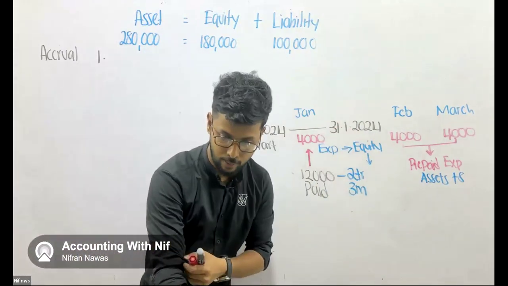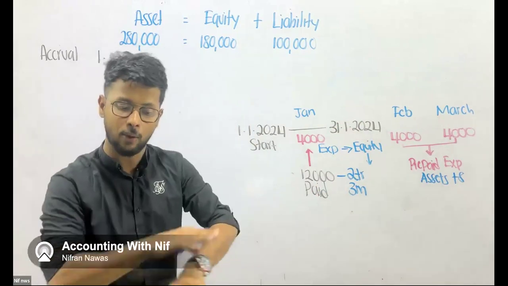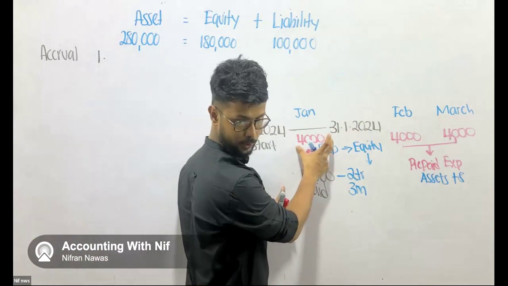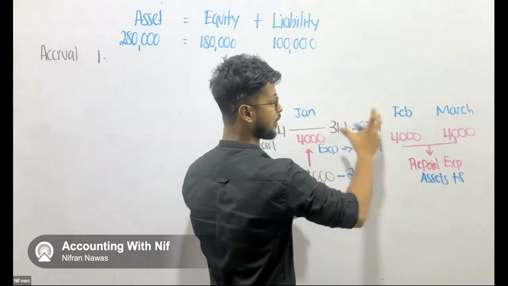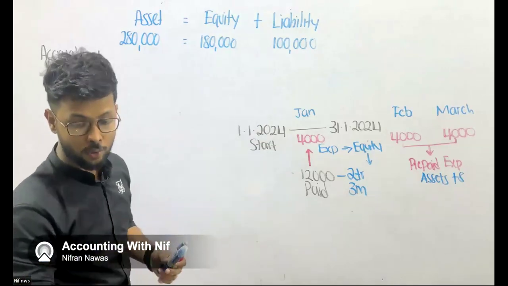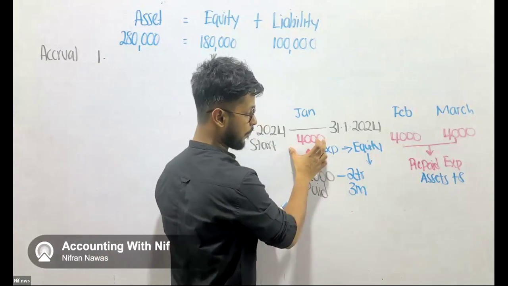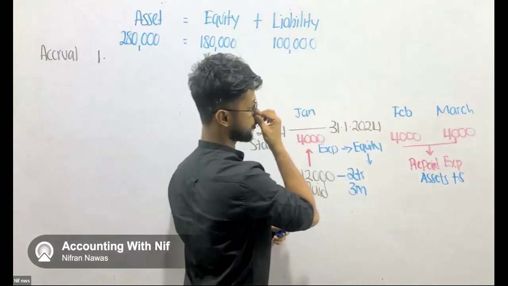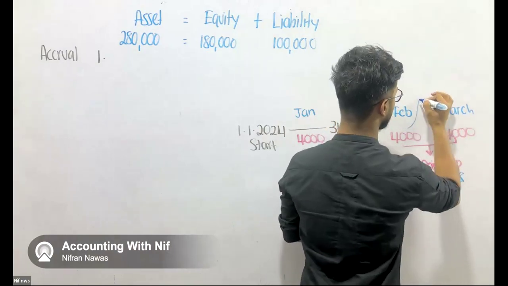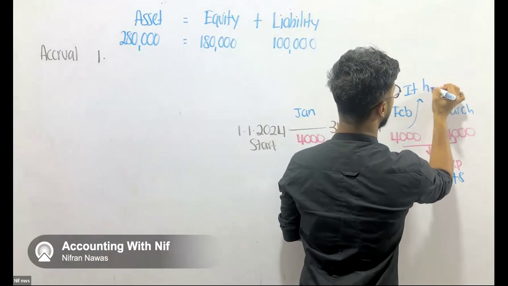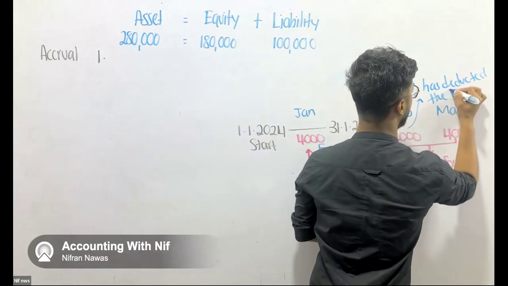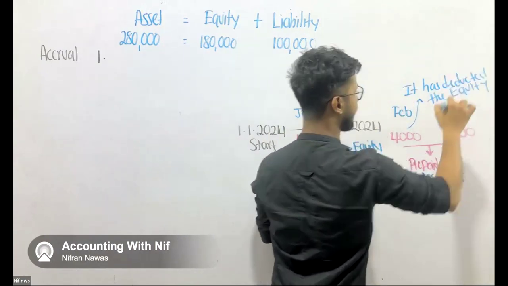But in this case, what did the accountant do? He took 12,000 and he deducted it from the equity. Do you get what I'm saying? Instead of deducting only 4,000, he deducted 12,000 in equity. Is that correct or wrong? It's wrong, right? He should have deducted only 4,000, but he deducted 12,000, which means this 8,000 has deducted the equity. This 12,000 has deducted the equity.